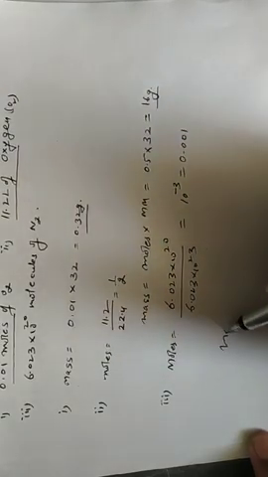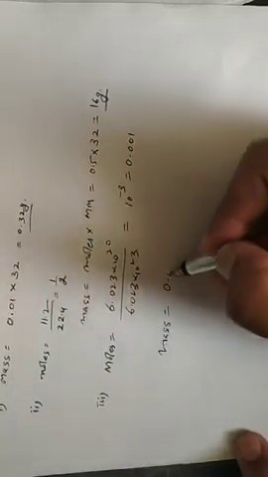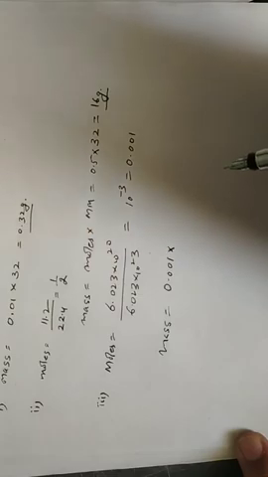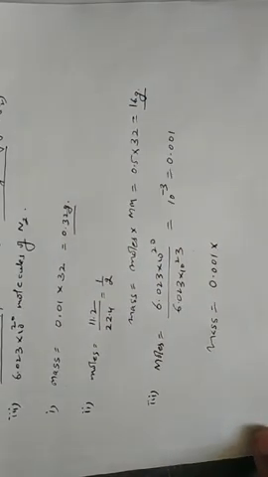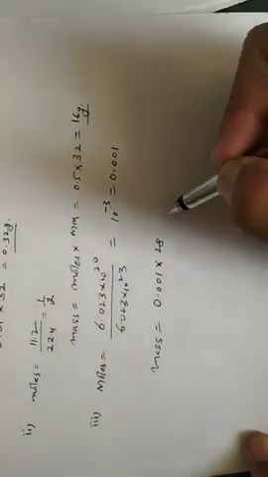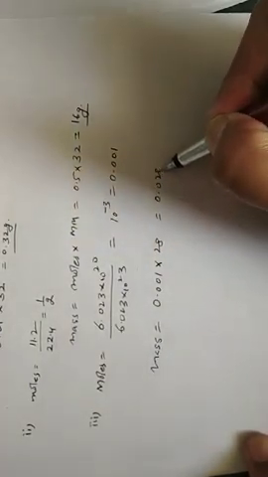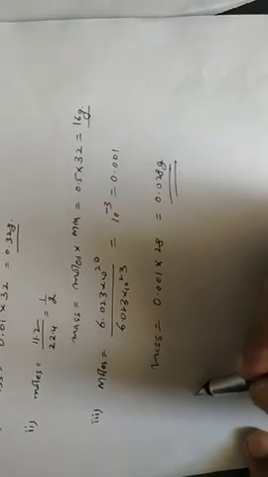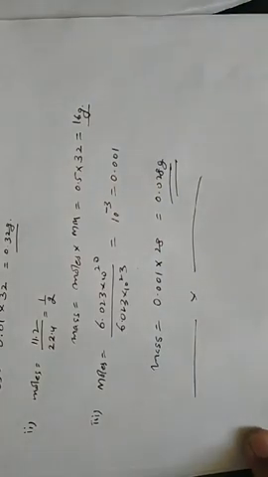Now, how to find mass? Moles multiply 0.001 multiply the molar mass. Nitrogen is given, so it's 28. So it will be 0.028 gram answer. So in the next lecture we will discuss more problems.